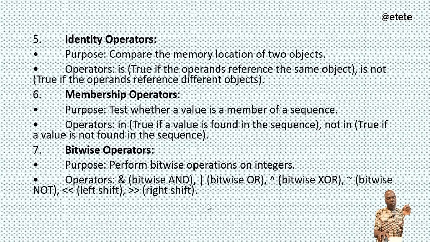So bitwise operators, purpose: perform bitwise operations on integers. Operators: bitwise and, bitwise or, this single line, bitwise or. Then bitwise XOR, then bitwise not. These are the operators. Then the left shift and the right shift. We are going to see practically how you use them in our source code.